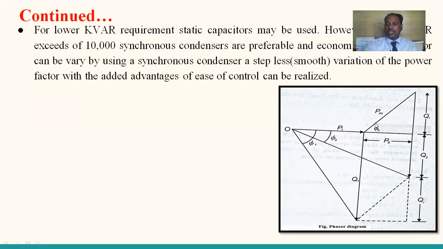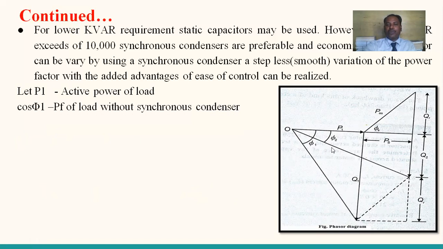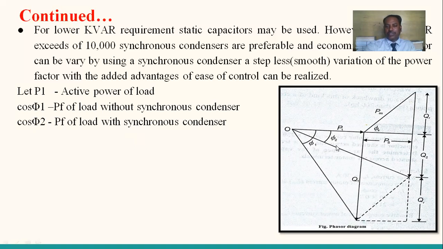Due to the synchronous condenser, it injects a leading reactive power into the circuit. That leading reactive power will subtract from the lagging reactive power, and the net or resultant reactive power will change. See here, let P1 be the active power of the load, cos phi 1 the power factor of the load without any synchronous condenser, and cos phi 2 the power factor of the load with the synchronous condenser, due to the reactive power reduced.